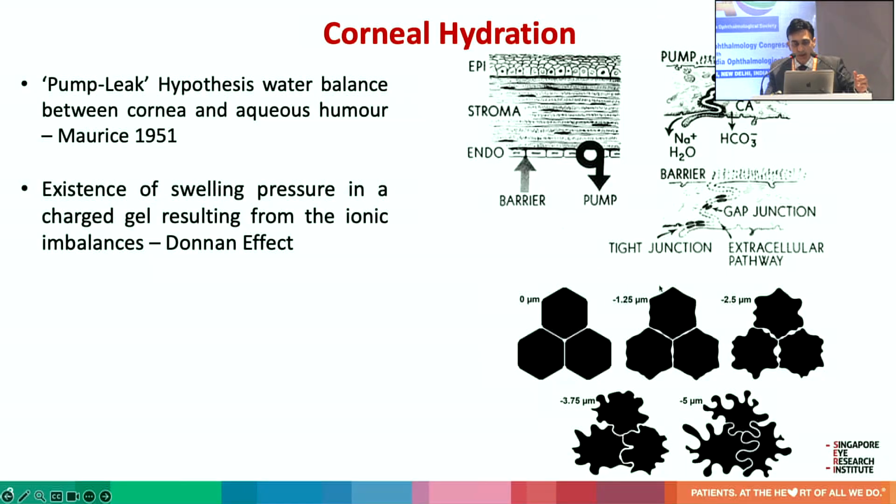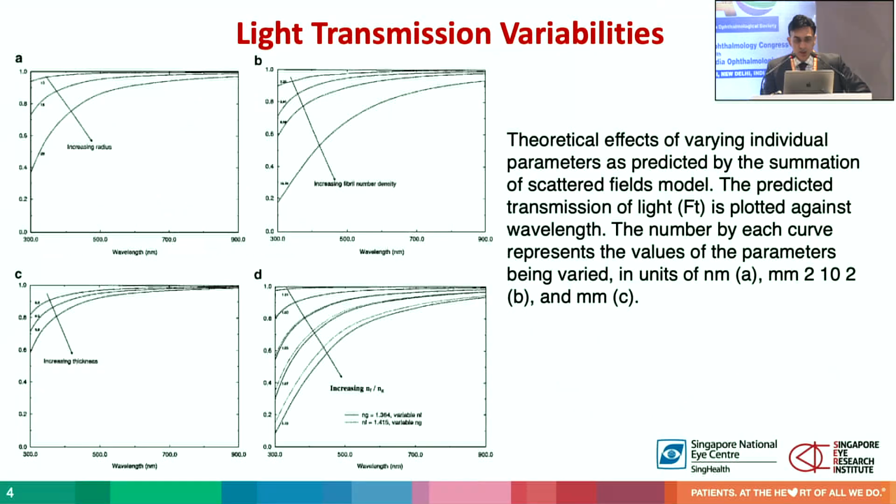If you look at 3D imaging of a corneal endothelial cell and you go from the apical side, so this is facing the anterior chamber, and you go more anteriorly up to Descemet's membrane, you'll see the actual morphological shape from this 3D reconstruction diagram does change. So it fits into this whole concept of this leaky barrier itself. And the existence of this swelling pressure in a charged gel is what we call the Donnan effect. And that's how the cornea functions, keeping the cornea dehydrated.